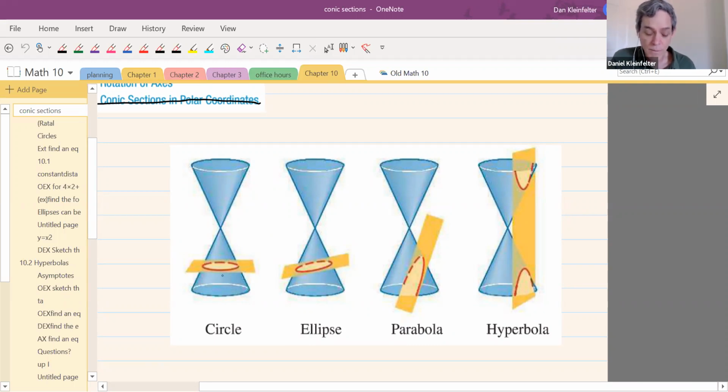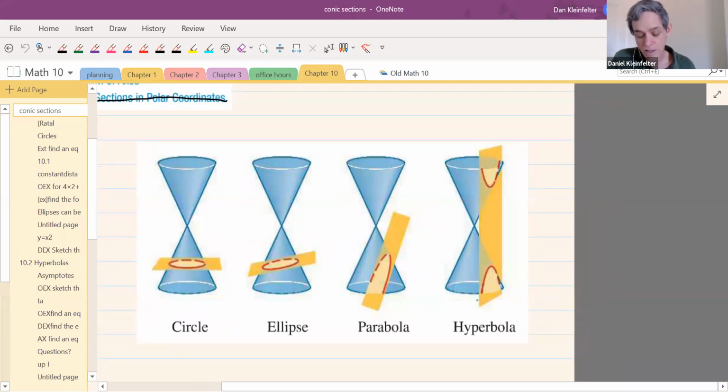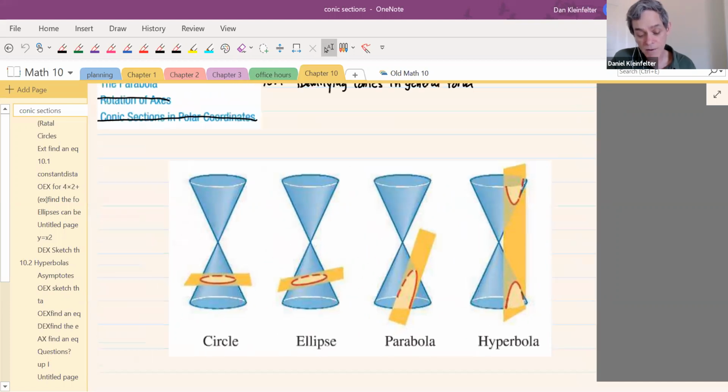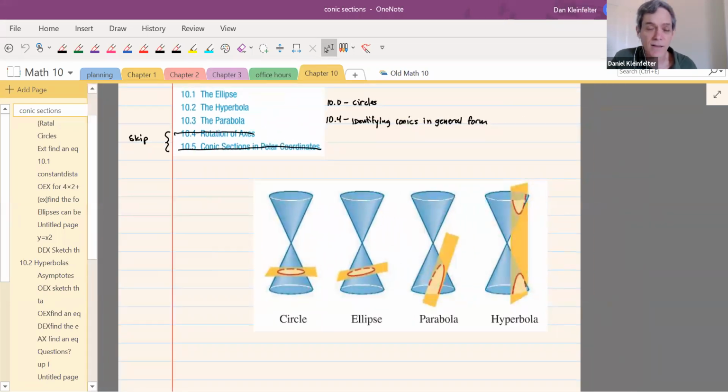shape. So if you make the cut parallel to one of the circular bases, from that cone structure, you get a circle. If you make it passing through one of the cones but not parallel to the base, you get what's called an ellipse. If it crosses through one of the circular bases, but only one of them, you get a parabola. And if it crosses through both cones, then you get a hyperbola.